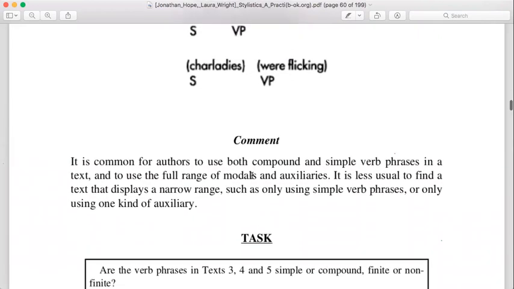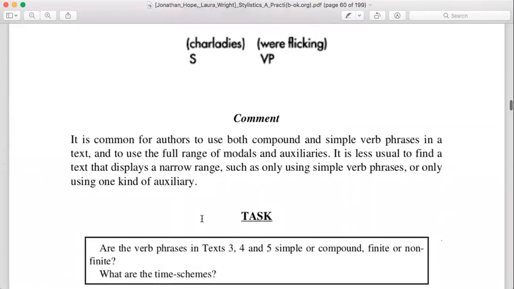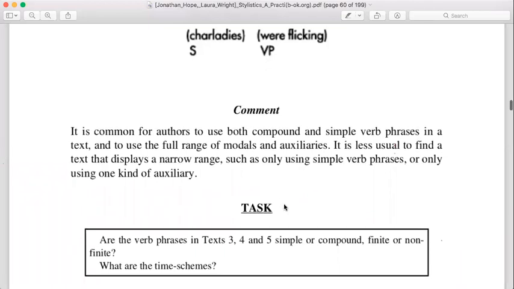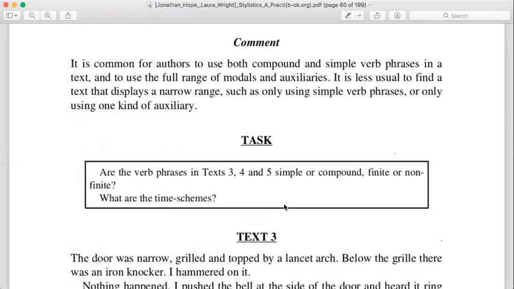So let's talk about the comment, and then we move to find out the time schemes in 3, 4, and 5. It is common for authors to use both compound and simple verb phrases in a text, and to use the full range of modals and auxiliaries. Okay. It is less usual to find a text that displays a narrow range, such as only using simple verb phrases or only using one kind of auxiliary, right? So, what we are going to do in the next 3 texts is we are going to look at the verb phrases in text 3, 4, 5, simple, compound, finite, non-finite, and then we are going to find out the scheme.